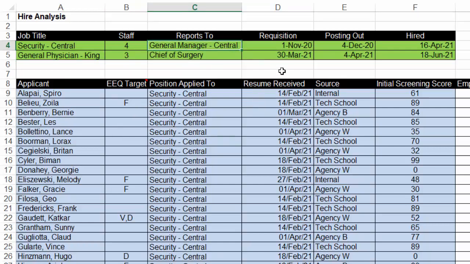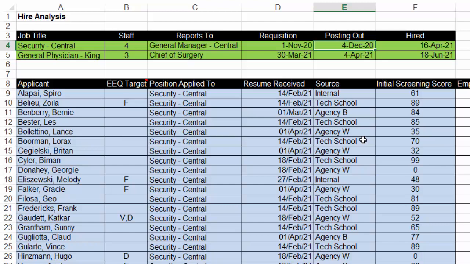The requisition for security was put in. Now remember, the requisition is a signed document by the manager that says, yes, I authorize the budget to hire 4 people. For this job was signed on November 1st, 2020. The posting went out on December 4th, 2020. And the first person was hired on April 16th, 21. Now if you look at it, there was a huge lag time, over a month from requisition to posting. And that leads you to kind of investigate and see, why was there a month period for us to get the posting out? Was it a bureaucratic bottleneck? Was it something on our end that held things up? What was it? We can investigate.